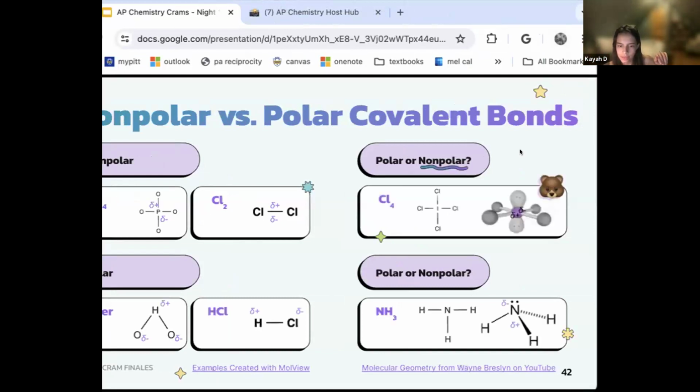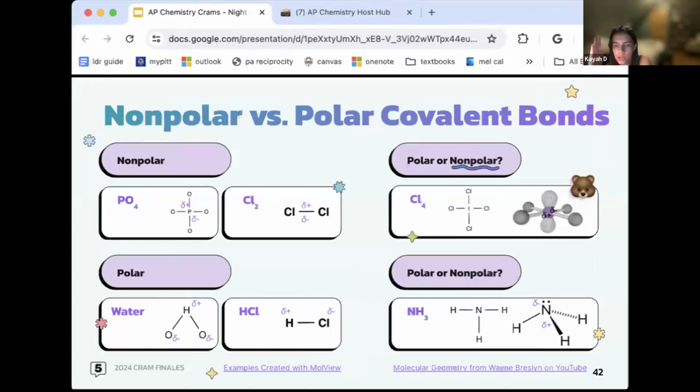And then here we see more examples. You'll have the CI4, where all of the chlorines are surrounding the iodine, and it's surrounding it evenly, right? So it's not just three, it's even on both sides, right?